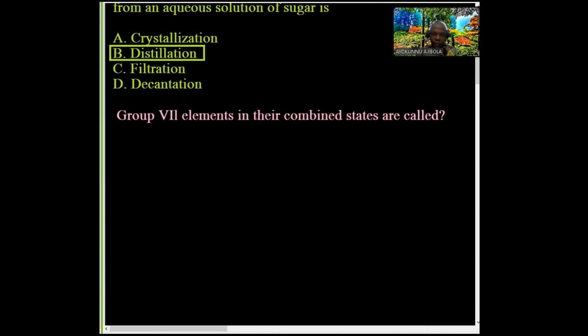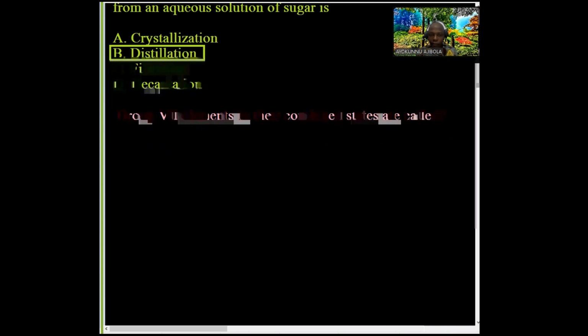Okay, right, you were meant to say the answer. What's the answer? Good, group 7, group 7. Oh, good. Group 7 are the halogens.